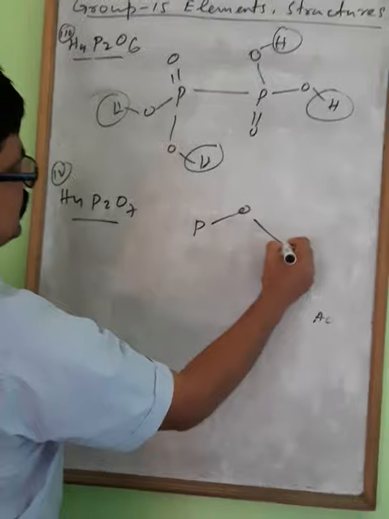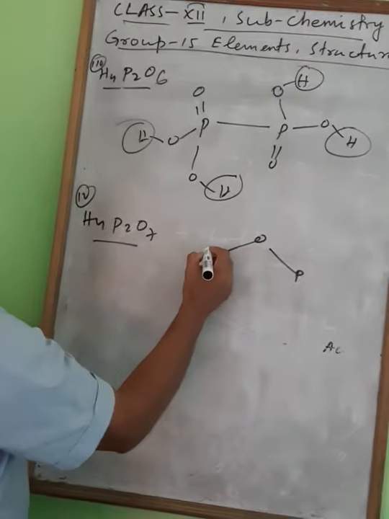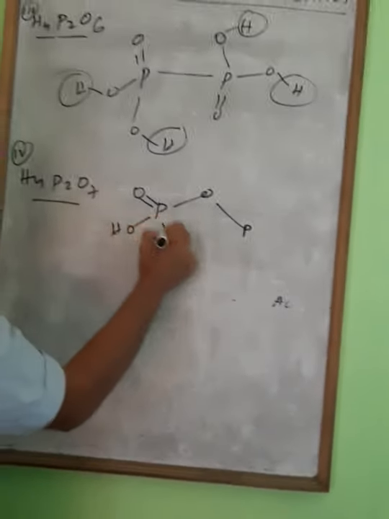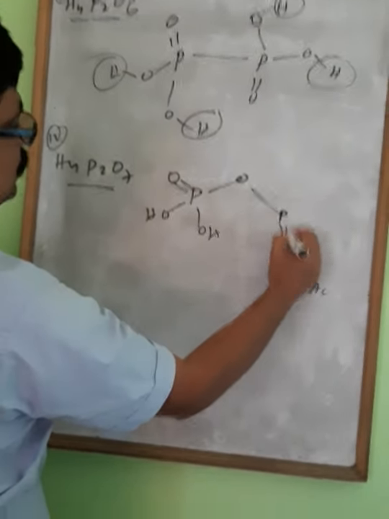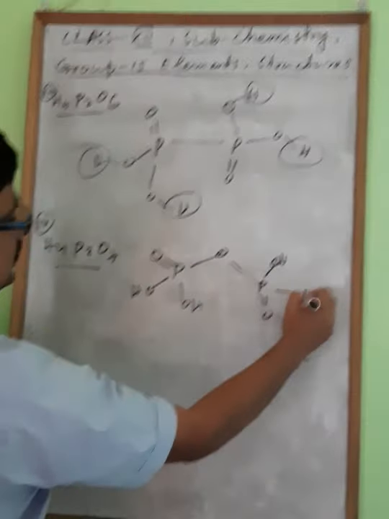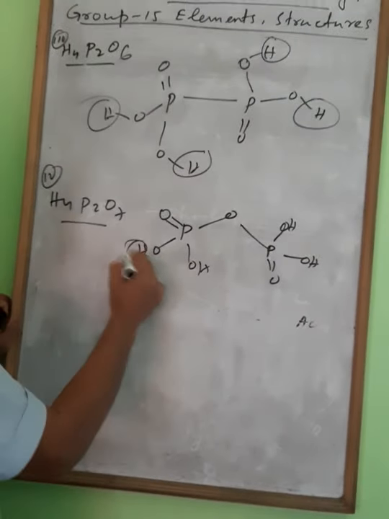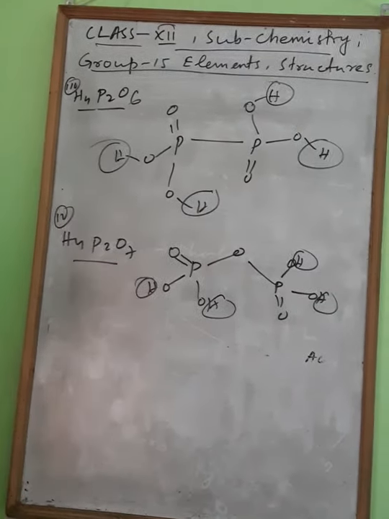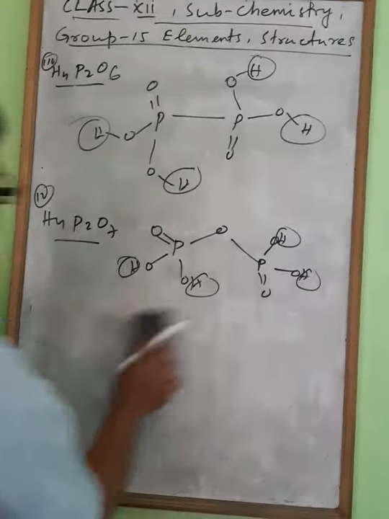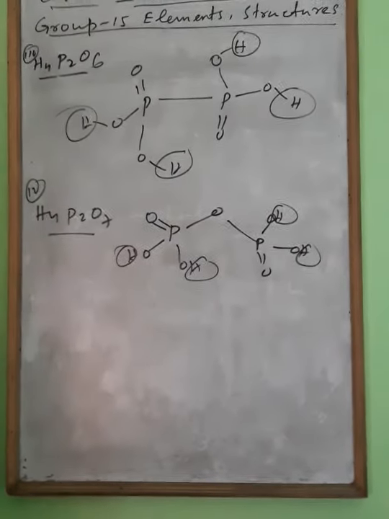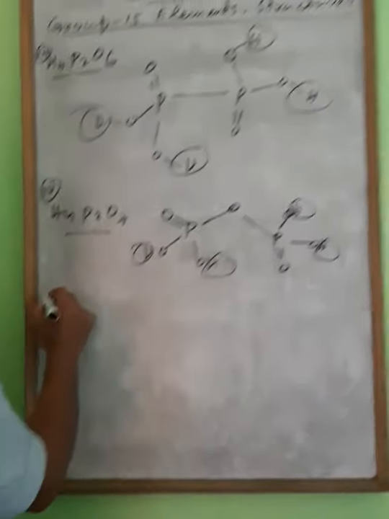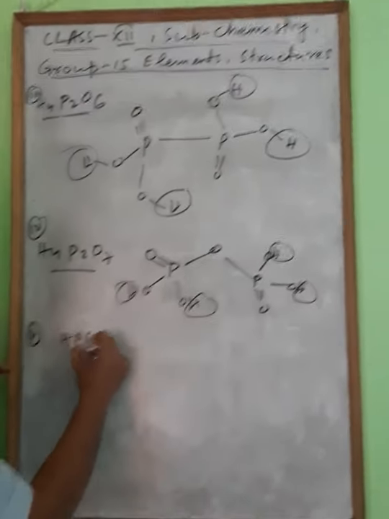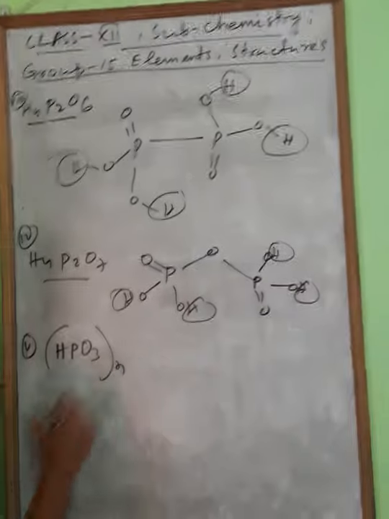That is this, and everything will be the same. You can draw this OH, OH, here OH, OH. Okay, so 1, 2, 3, 4. Tetrabasic acid. This is how much? 4. Okay, so you got these structures. And number 5, (HPO3)n.